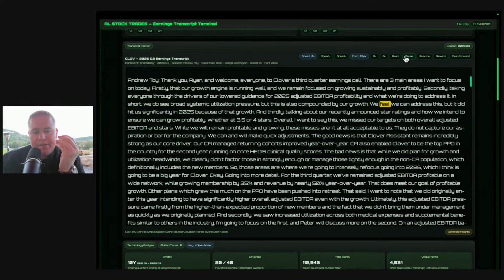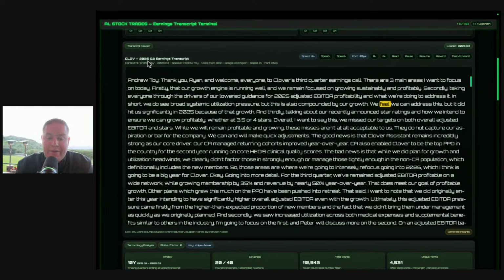This was in Q3 2025. This is the most up-to-date quarter we have for Clover, and I recommend reading through this. There's a lot of gems in here, right? But let's go ahead and go through it, and let's see what we can find. You can see the word profitability is being used more. Also, a couple of things that we're going to be looking at are per member per month calculations, those types of things. But let's go ahead and go through this really quickly.